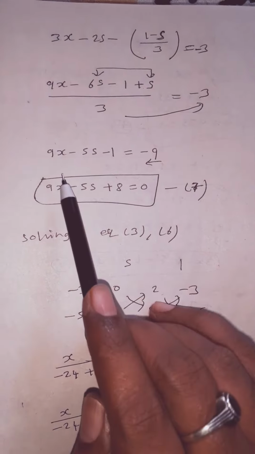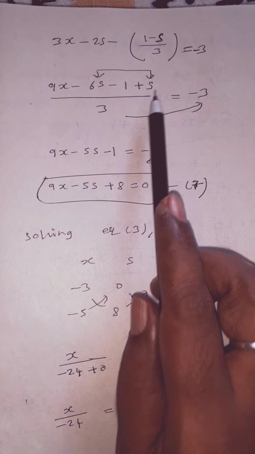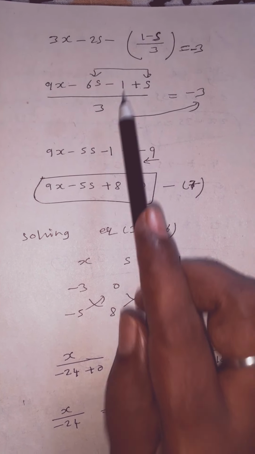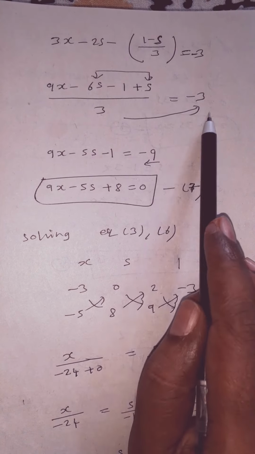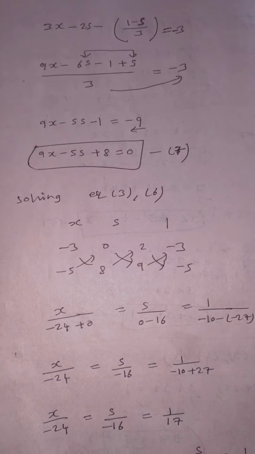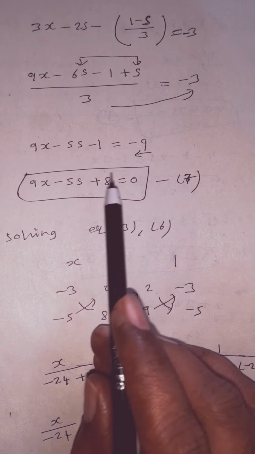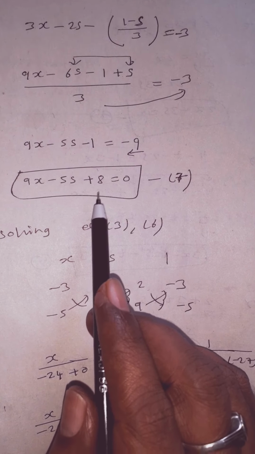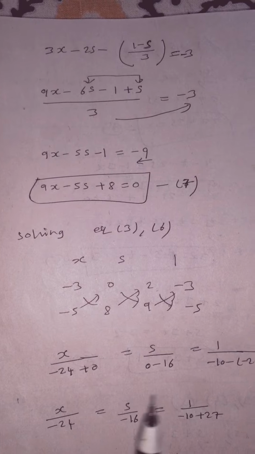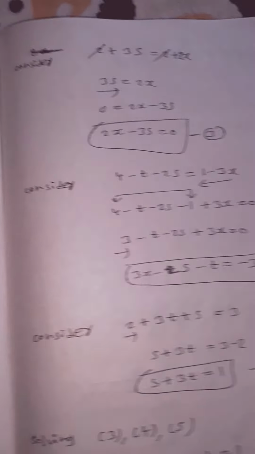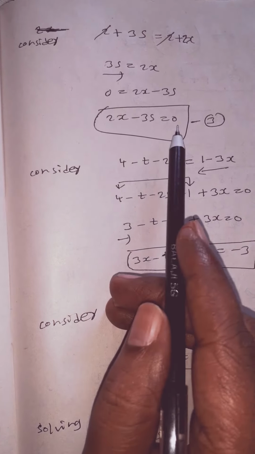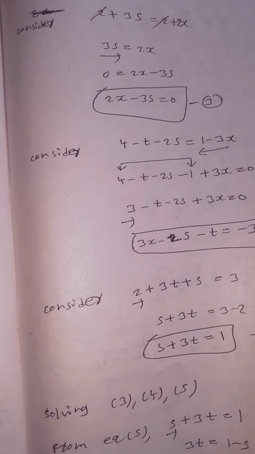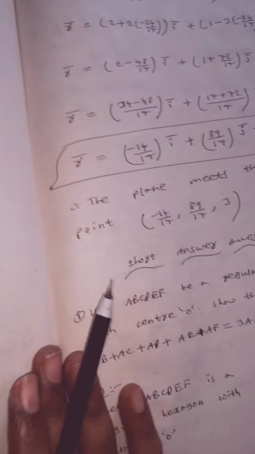So now write 9x as it is. Minus 6s plus s is nothing but minus 5s minus 1 is equal to 3 into minus 3 is minus 9. So send minus 9 this side, children. 9x minus 5s. So minus 1 plus 9 is how much? Plus 8, children. Now solve equation 3 and 6, children. So in equation 3 and 6 we are having x and s variables, children. So solve by using a well known method to use, children.